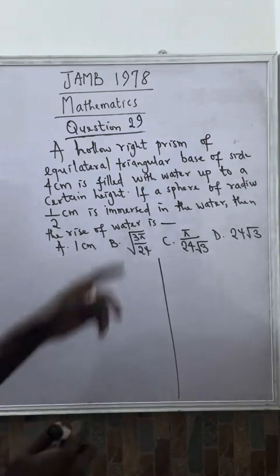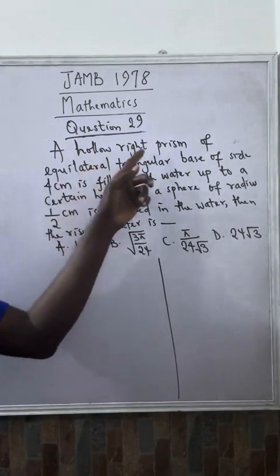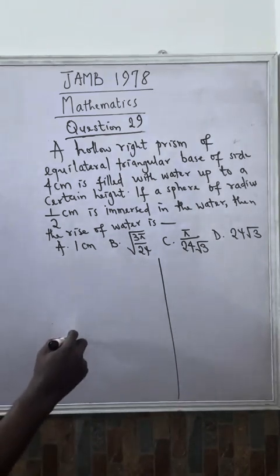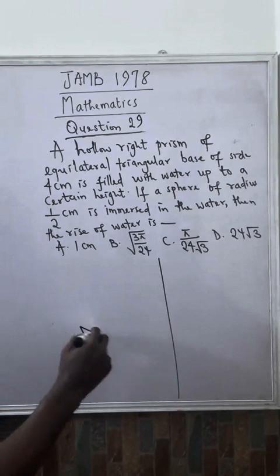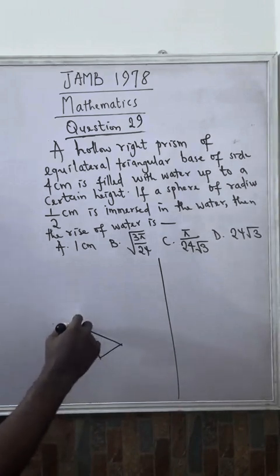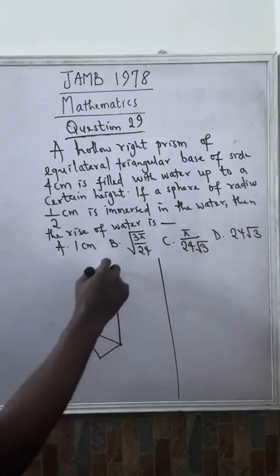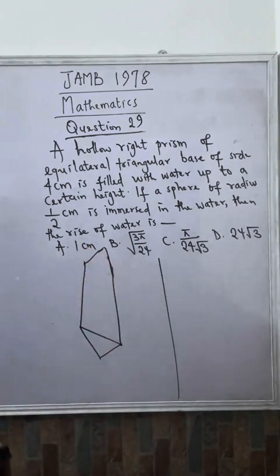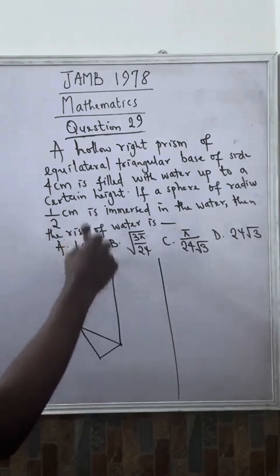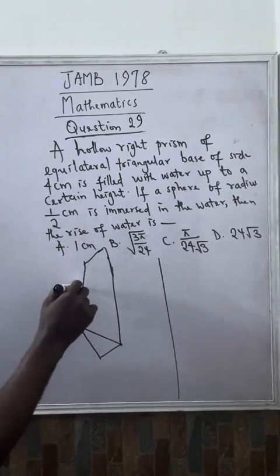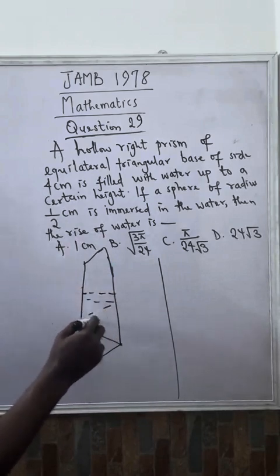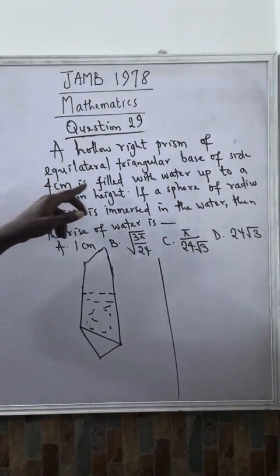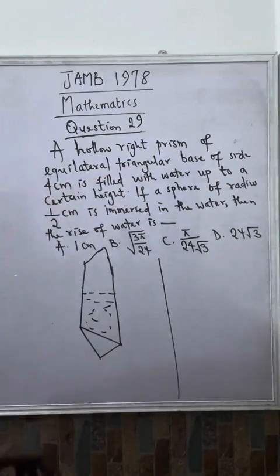Since the hollow right prism has an equilateral triangular base, let me draw the triangle at the base. Let's say this is the equilateral triangle, and this is how it goes. Don't mind my drawing. Now, if we fill this with water, let's say this is the water. The base of the triangle is 4 cm.